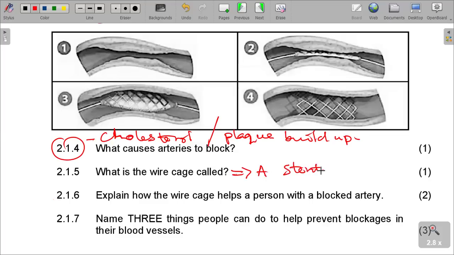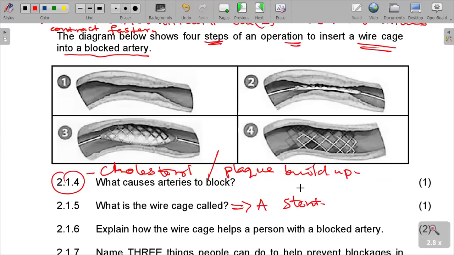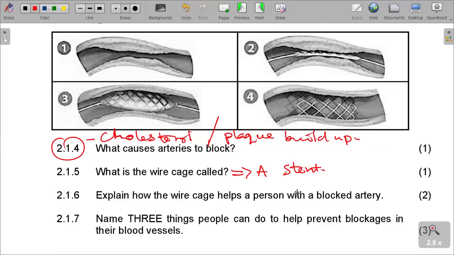It is called a stent. What is the wire cage called? It's called a stent. That wire cage that is used, if you can check here, we are saying it is an operation to insert a wire cage into a blocked what? Into a blocked artery. So what type of wire do we call that? That wire cage is called what? It is called a stent. Please, I'm sure that you can remember and refer back to your notes and also from the lecture's notes.